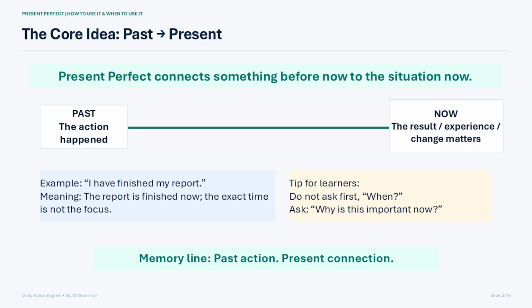For example, I have finished my report. This sentence means the report is finished now. The action happened in the past, but the result is important in the present. So always remember this. Past action, present connection.